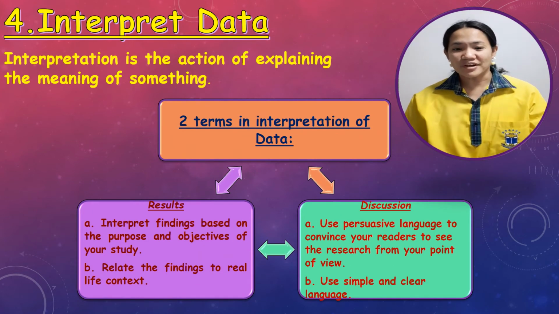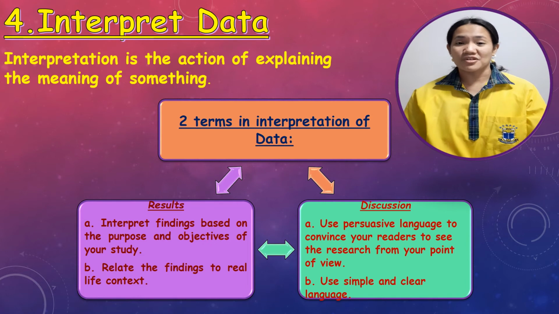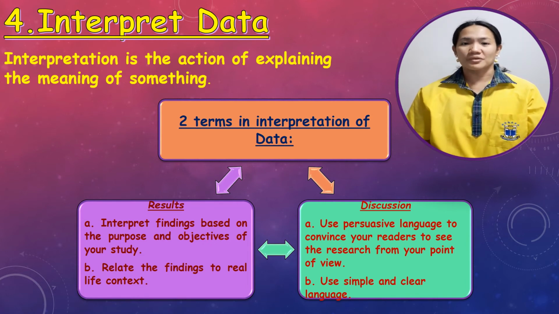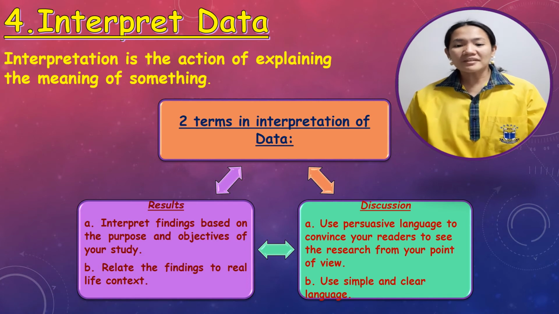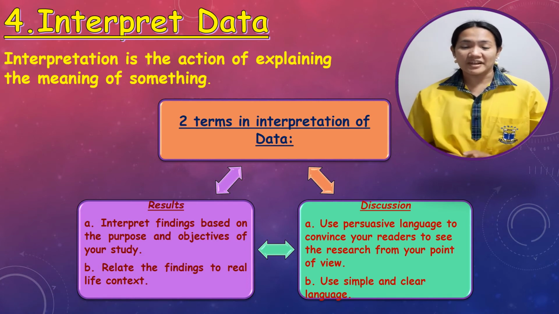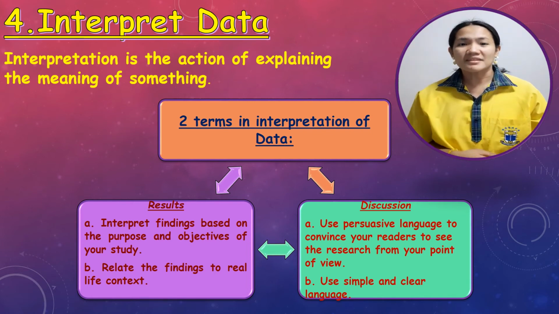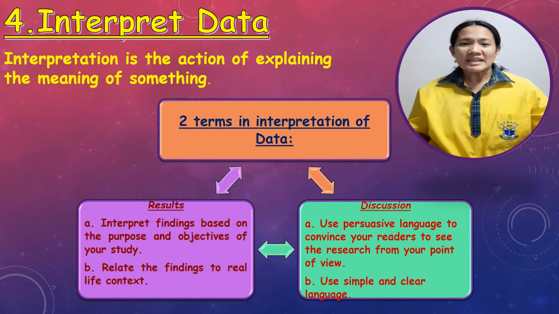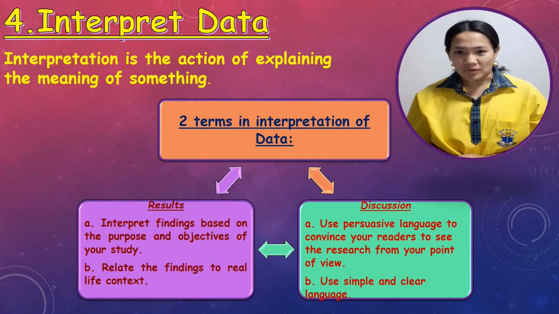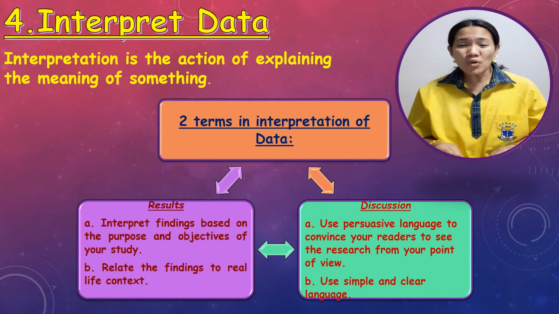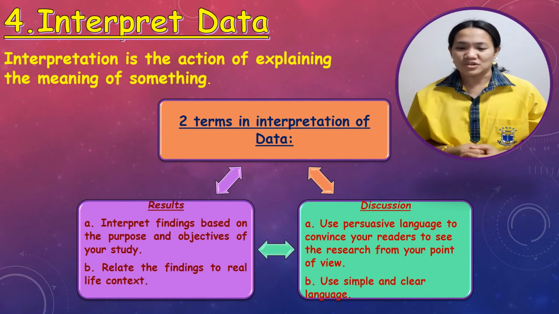The fourth historical method that we have is interpreting data. But first, I will define to you what interpretation is. Interpretation is the action of explaining the meaning of something. I told you already in our previous slide, keep it simple. Keep it understandable so that people will be hooked and read your research.